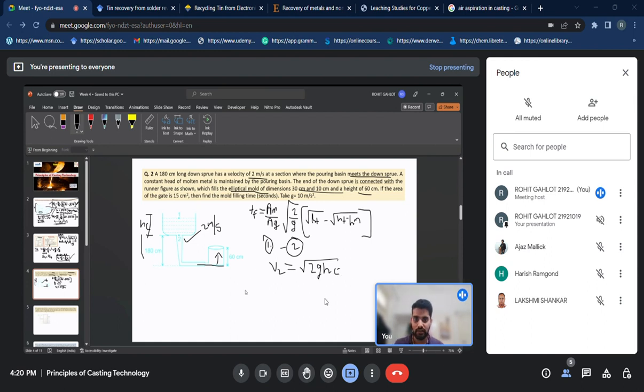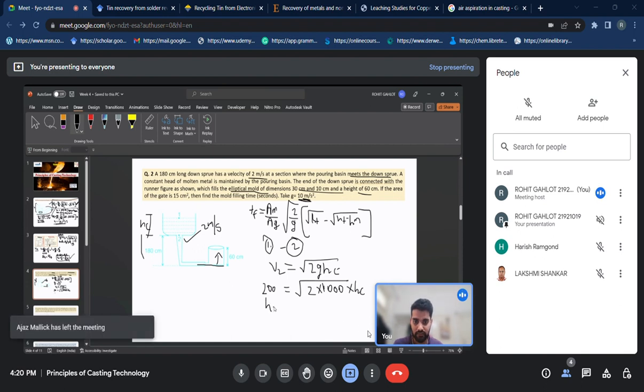The velocity is given to us as 2 meter per second, so let's convert it into centimeter per second. It will be 200 centimeter per second, equated to root 2 multiplying by g. The constant is given to take as 10 meter per second square, so I'm taking it in centimeter per second square. So it will be 1000 centimeter per second square times HC, which we need to calculate. From here we will get this HC as 20 centimeter.